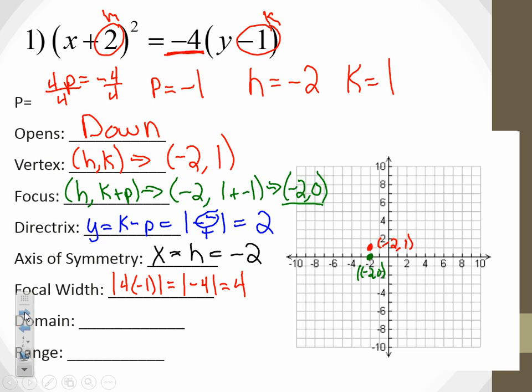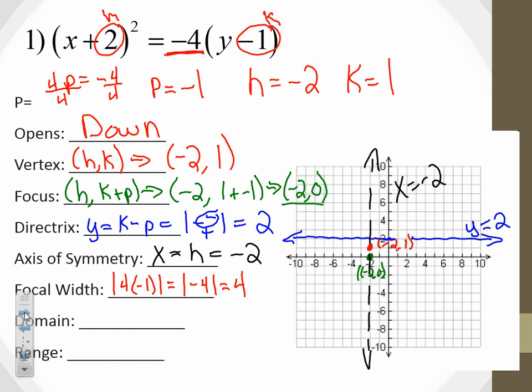Then we're going to have our directrix, which is our line, at y equals 2. So here's y equals 2 right here. Make sure we label it y equals 2. Axis of symmetry, right here where we cut our parabola in half. Axis of symmetry always goes through the vertex and the focus. And it is x equals negative 2.